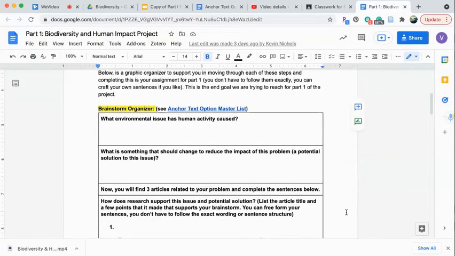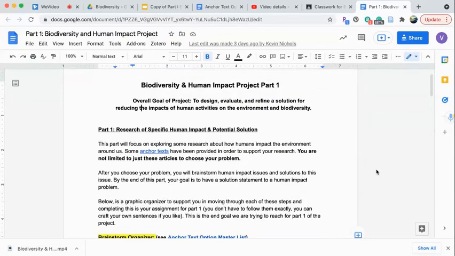So, first question, what environmental issue has human activity caused? Next question, what is something that should change to reduce the impact of this problem? So, a potential solution to this issue. Go ahead and pause it and do the first two and then come back. Now that you've answered those first two questions, you're going to find 3 articles related to your problem and complete the sentences below.